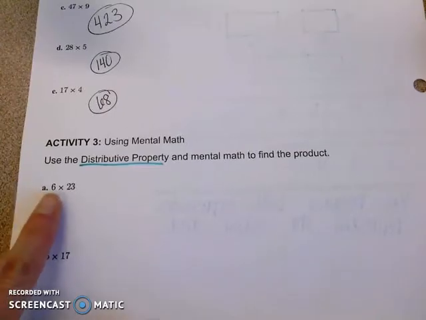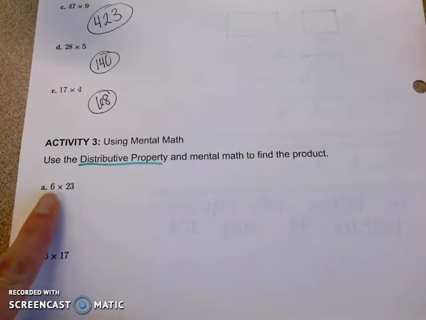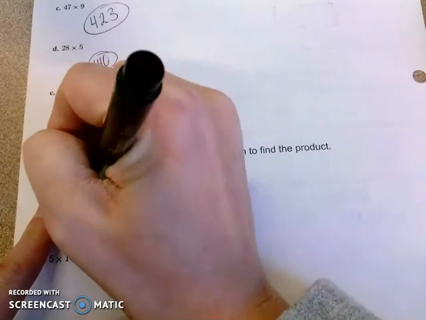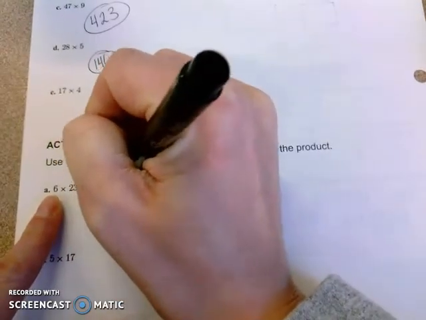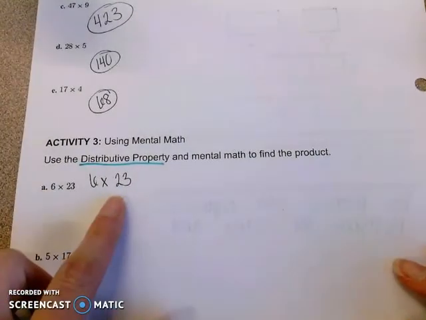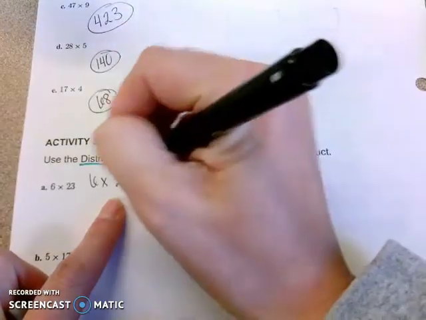I'm going to start with 6 times 23. Since we're using the same problem we started with above, we should end up with the same product. So 6 times 23. The first thing I'm going to do is write 23 as the sum of 20 and 3.